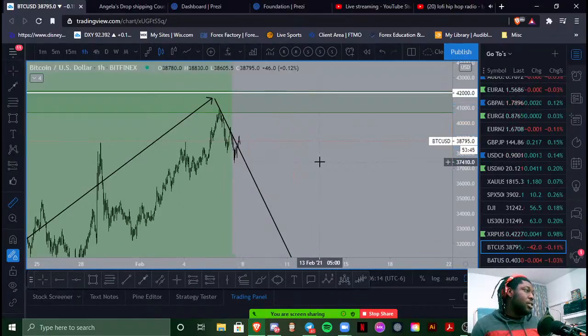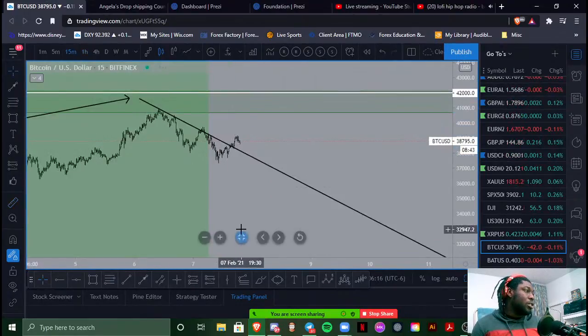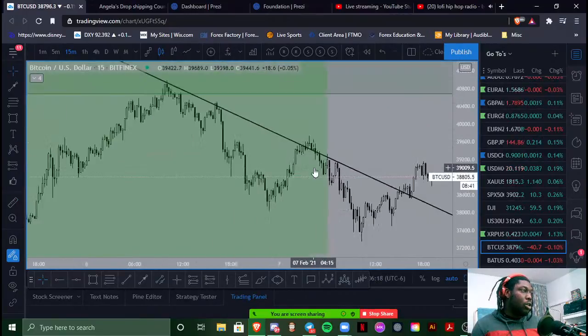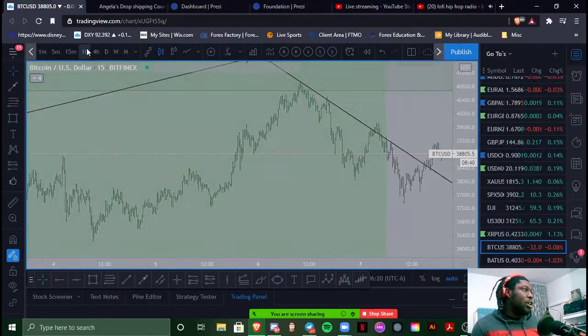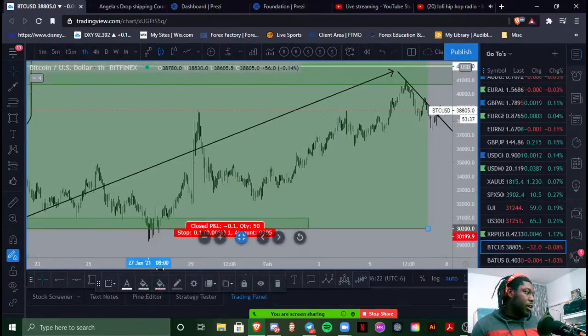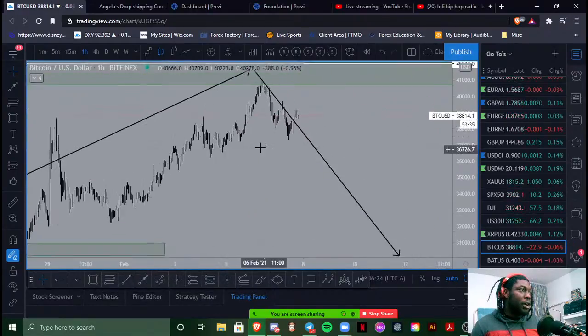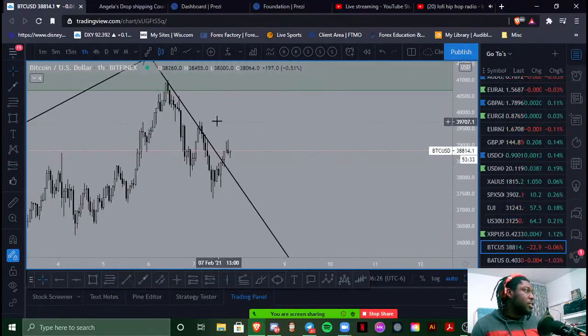368 pips. That's a decent amount, 9%. So let's go into the 1 hour time frame and go a little closer. Sorry, let me close this. I'm only keeping that for documenting purposes.